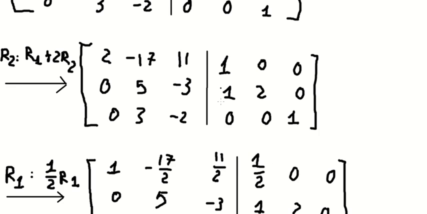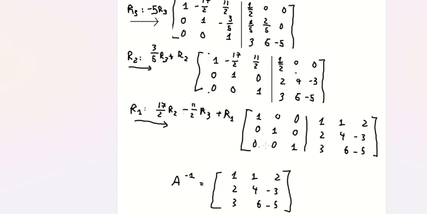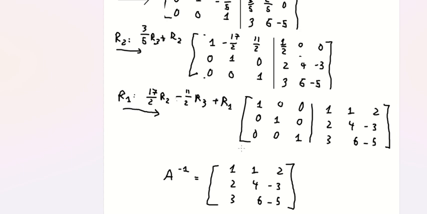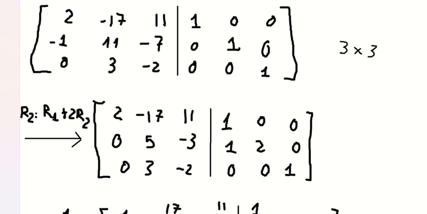So I just write the answer in here. If you want to get the correct one at the end, this one should have a diagonal of 1 1 1 in here. This one is the inverse matrix. Now I will show the step by step how to get the answer.